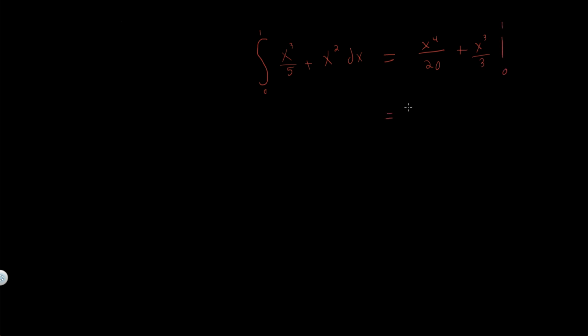And so this is equal to 1/20th, or 1 to the fourth over 20, which is just 1/20th, plus 1/3, minus 0 minus 0. These are nothing, so this is just 1/20th plus 1/3. And if we want, we can simplify this fraction and actually add it together, but we don't need to. So that's the anti-power rule.